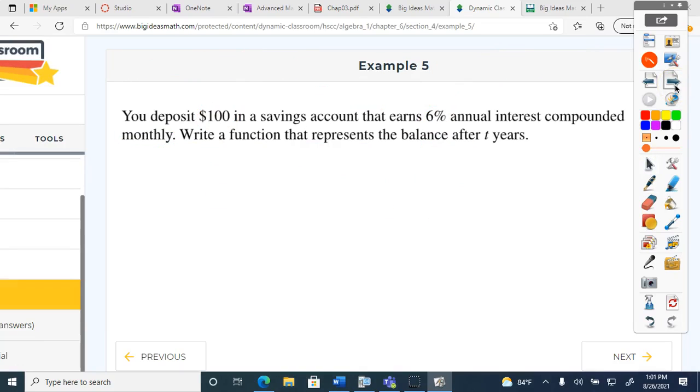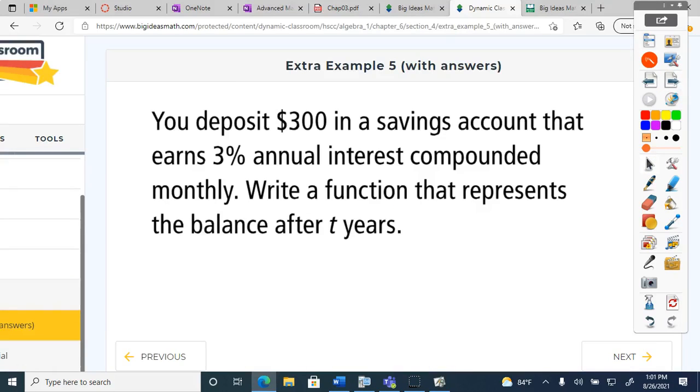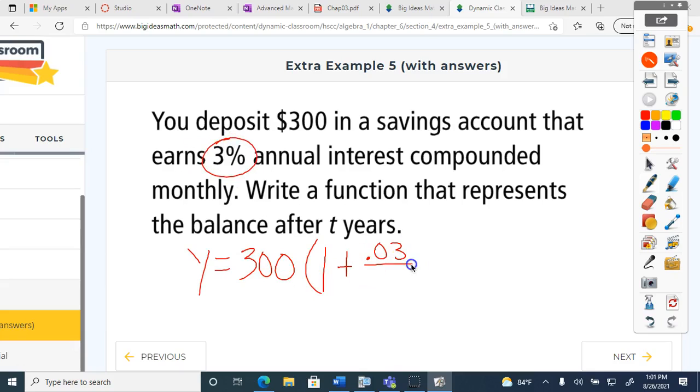Let's try another one. Let's try the next one. Same process. So what's my formula going to be? Y equals, how much do we start out with? 300 times 1 plus, what's my rate? 3, so 0.03. How many times am I compounding it? Monthly. Monthly again. I hate how they use the same. I mean, we just did that one.